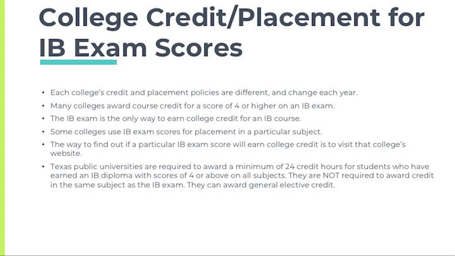There is a Senate bill that requires Texas public universities to award a minimum of 24 credit hours for students who have earned an IB diploma with scores of 4 or above on all their tested subjects. These universities are not required to award credit in the same subject as the IB exam, which I know is frustrating, but when the Senate bill made that mandate, the universities decided to make that mandate work for them. And so sometimes they will award general elective credit and not IB subject credit, but again, that depends on the school.